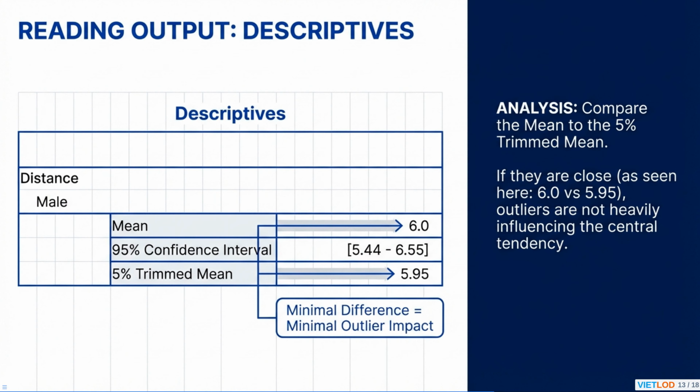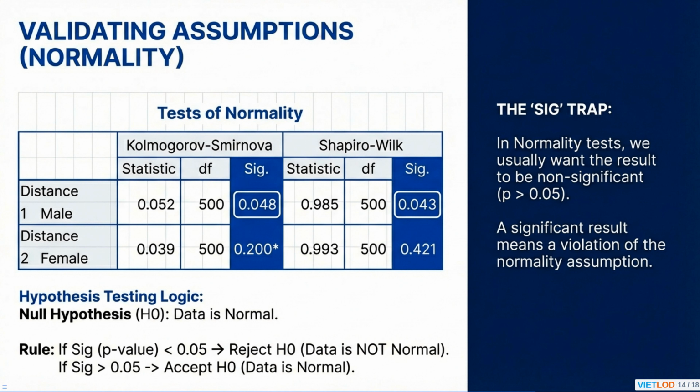It tells us that extreme observations, or outliers, are not significantly influencing the central tendency of the data for this group. Therefore, the simple mean of 6.0 appears to be a robust and reliable summary statistic. If, for instance, the mean had been 6.0, but the trimmed mean was much lower, say 4.5, it would signal that a few individuals with very high distance values were skewing the average, necessitating further investigation into those extreme cases. Having established the central tendency, our next critical step is to validate the assumption of normality.